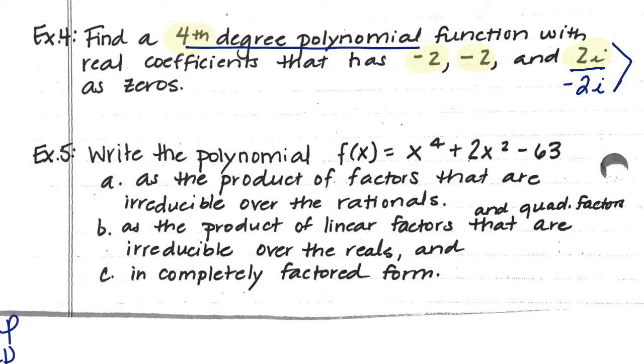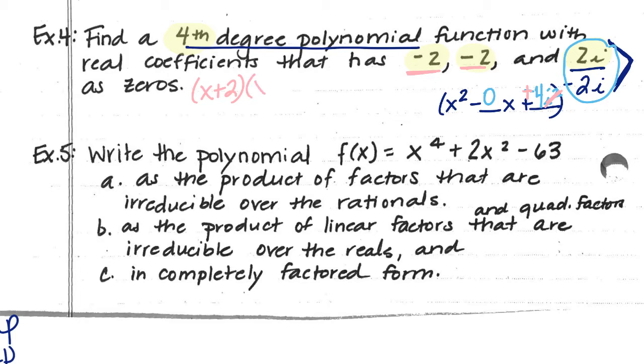Since I was given that 2i, the complex conjugate theorem tells me that I'm also going to have a negative 2i. From here, I'm going to use x squared minus the sum of the zeros times x plus the product. When I add these, I get 0. When I multiply them, I get negative 4i squared. Remember that i squared is equal to -1. So this -2, as a linear factor, would be x plus 2. This would also be an x plus 2.